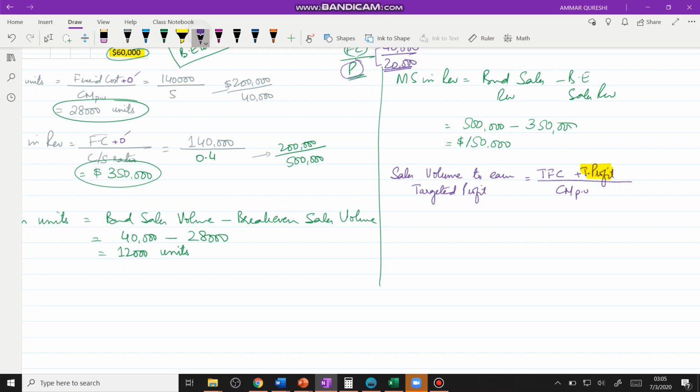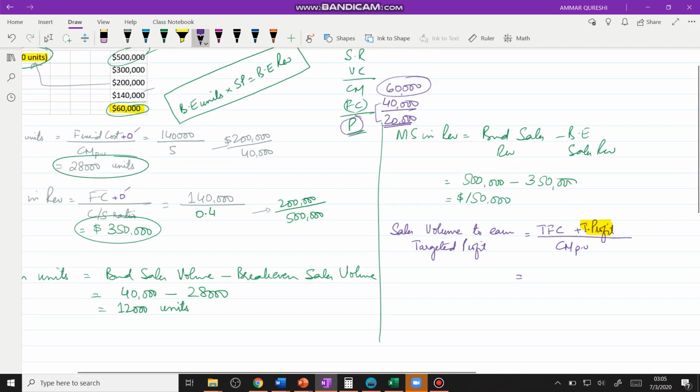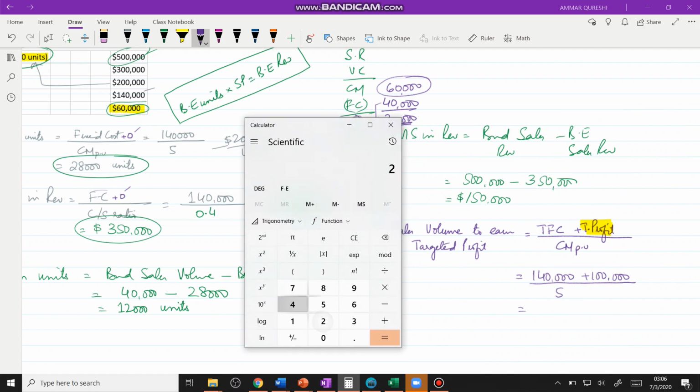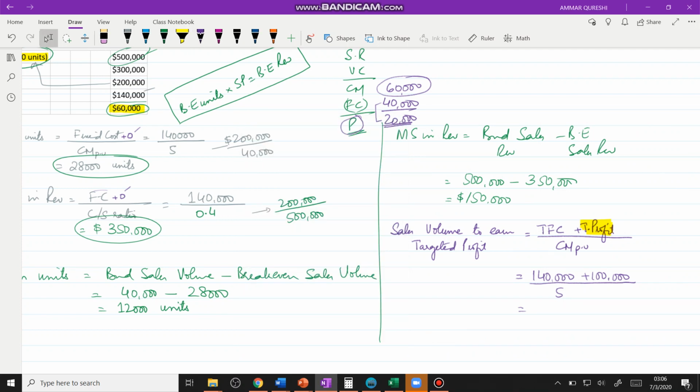So how can we do this? See, total fixed cost in this question was 1,40,000, and suppose we want to earn a profit of 1 lakh, divided by contribution per unit, which is 5. So 2 lakh, just a second, no, not 2 lakh, 2 lakh 40,000 divided by 5 is 48,000. The company has to generate 48,000 units in order to earn $100,000 profit, right?